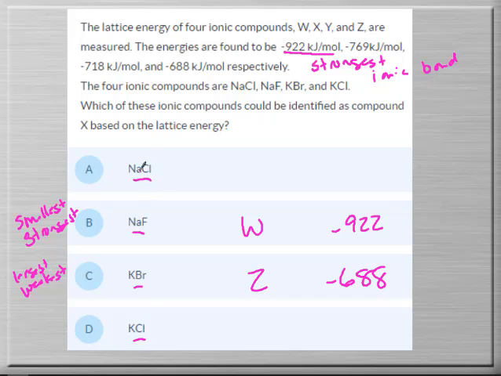Then they both have chlorine, but sodium is smaller than potassium. So this one is going to be the negative 769 and negative 718. It wants to know who X is, which is A.